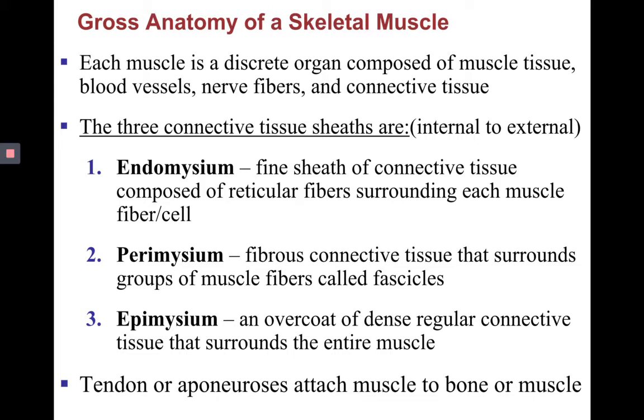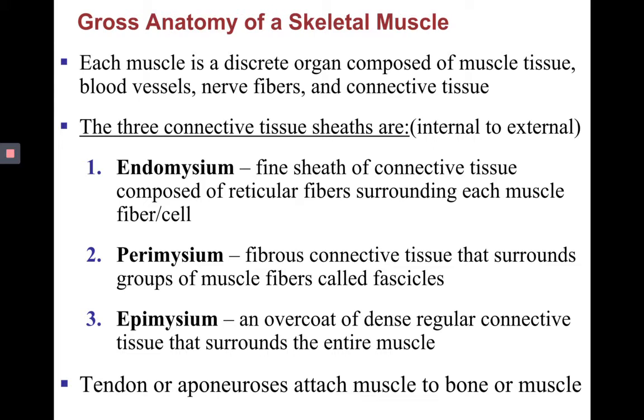Then we bundle all of our muscle cells together. And remember, they each have their own endomysium. When we bundle muscle cells together, that's called a fascicle. And to hold the bundle of cells together, we have to wrap them with another connective tissue, and that's the perimysium. So the perimysium is fibrous, a little bit thicker, connective tissue that surrounds a group of muscle fibers, which is the same thing as muscle cells.